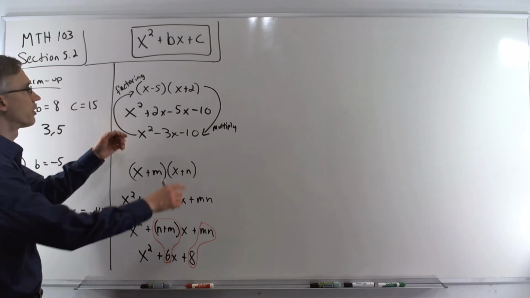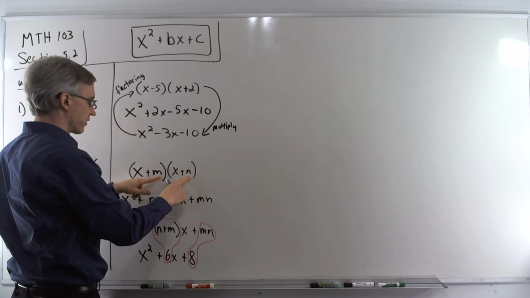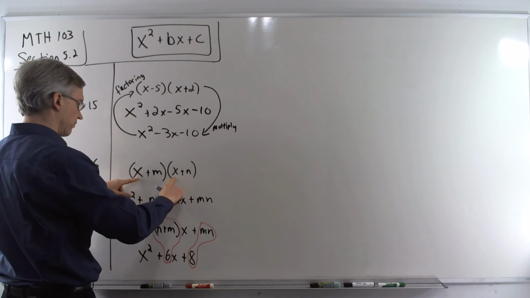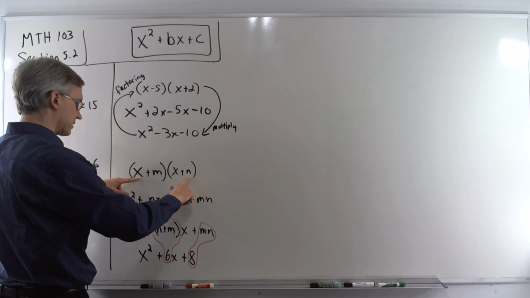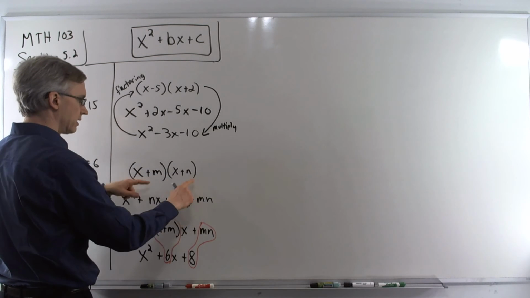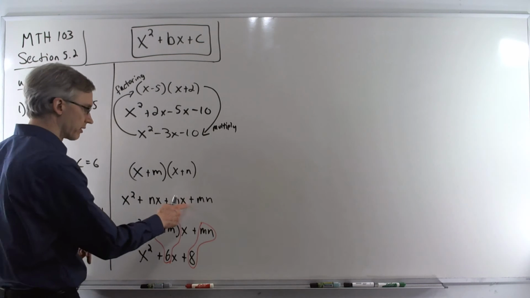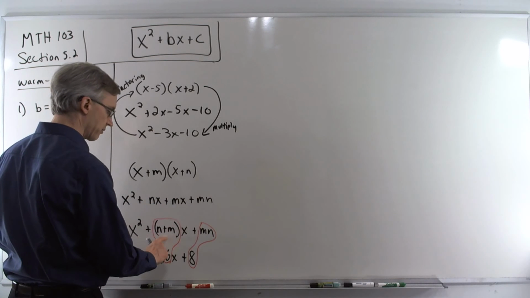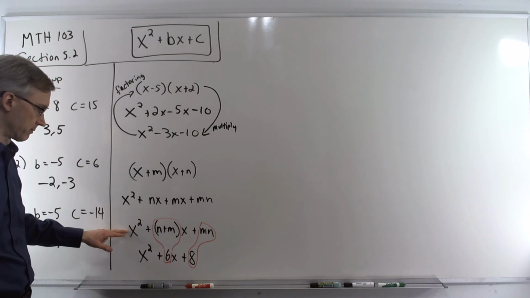So let's say we don't know what these two numbers are yet. We can just use variables for those, m and n. Now I'm going to go ahead and FOIL these two binomials together. First, x times x gives us x squared. Outside, x times n, or nx. Inside, m times x, or mx. And last, m times n. Now if we combine like terms, we can combine these two x terms together. That just means we add n and m together and multiply them by x. So this step combines like terms.